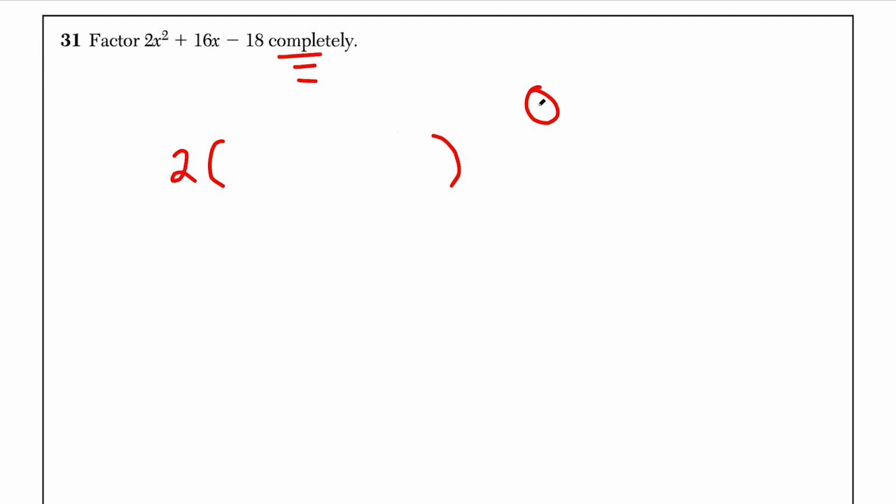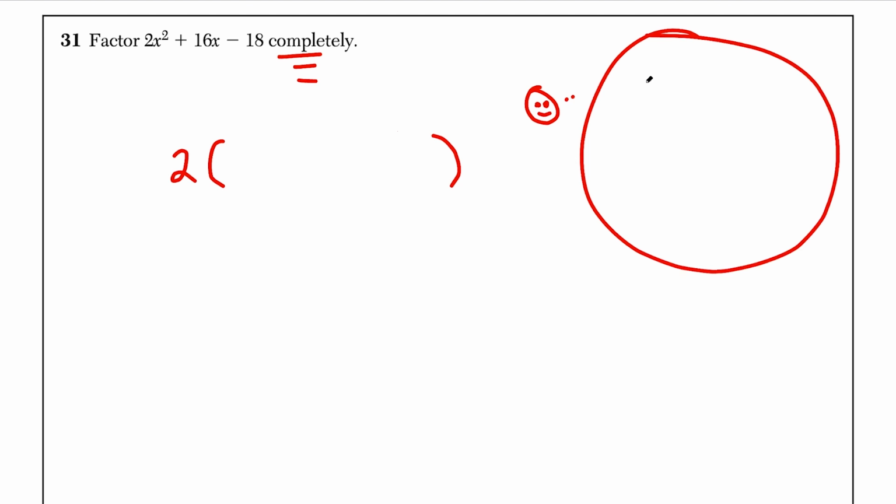And when you're writing out the leftovers inside the parentheses, the math that I do in my head is I do each term divided by the greatest common factor. So I have 2x squared, and the greatest common factor was 2. So when we divide this by 2, we get just x squared. So that's what's going inside parentheses first. And then if we divide 16x by 2, that's going to give us 8x, and that's what I'm writing next.